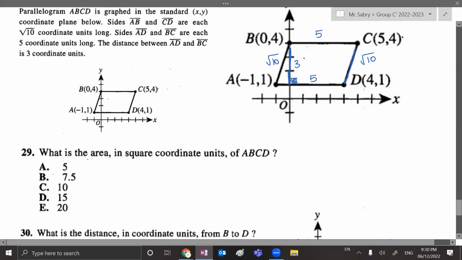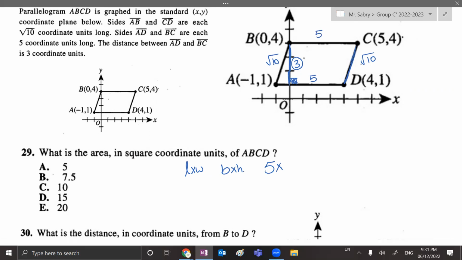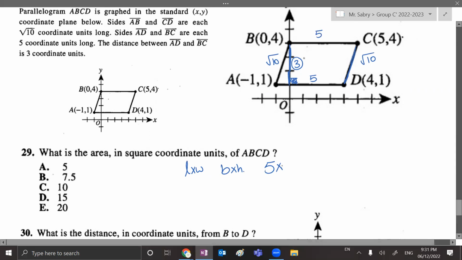When it asks me what's the area? The area of any shape with 4 sides is supposed to be length times width, or more correctly, base times height. The base here is 5 and the height here we just said is 3. It's not the root 10 because the base and height must be perpendicular to each other. They must create a 90 degree angle. So it's 5 times 3, so it's 15. This is the area of the parallelogram.